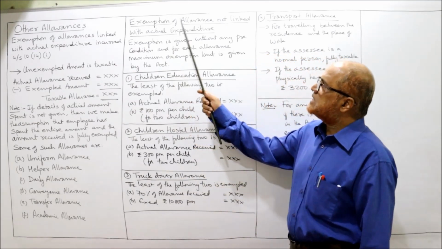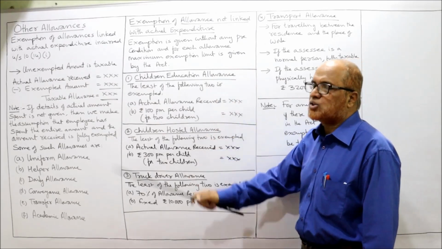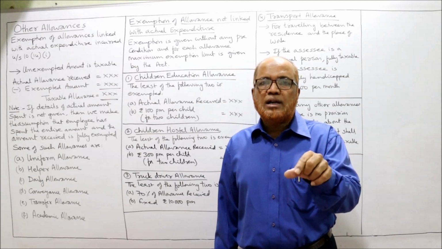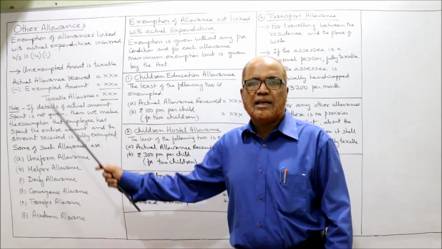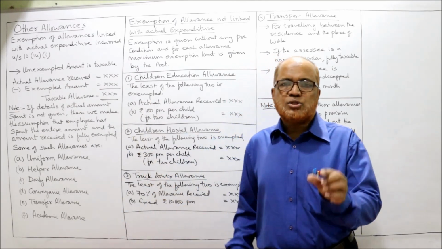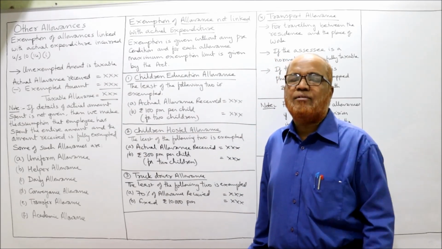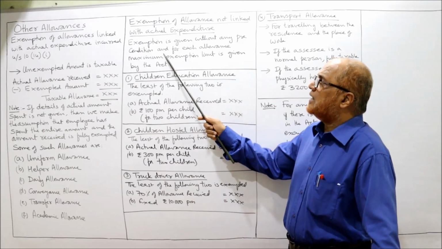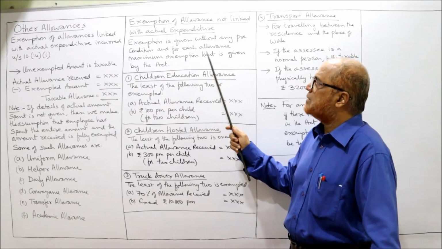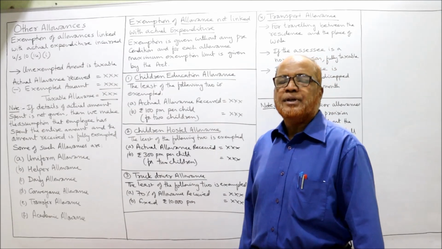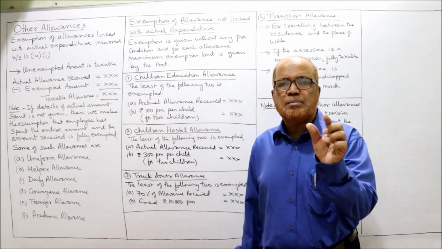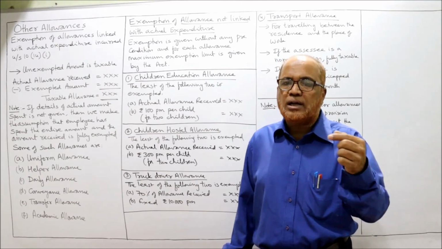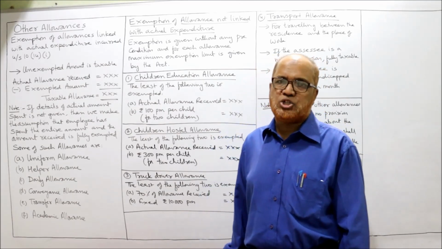Now the next one is exemption of allowance not linked with actual expenditure. Some allowances are not linked with the actual expenditure, unlike the first one. Here the expenditure is not linked with the allowance received. Exemption is given without any precondition, and for each allowance a maximum exemption limit is given by the Act. The Income Tax Act has given the maximum exemption limit for those allowances which are not linked with the expenditure.